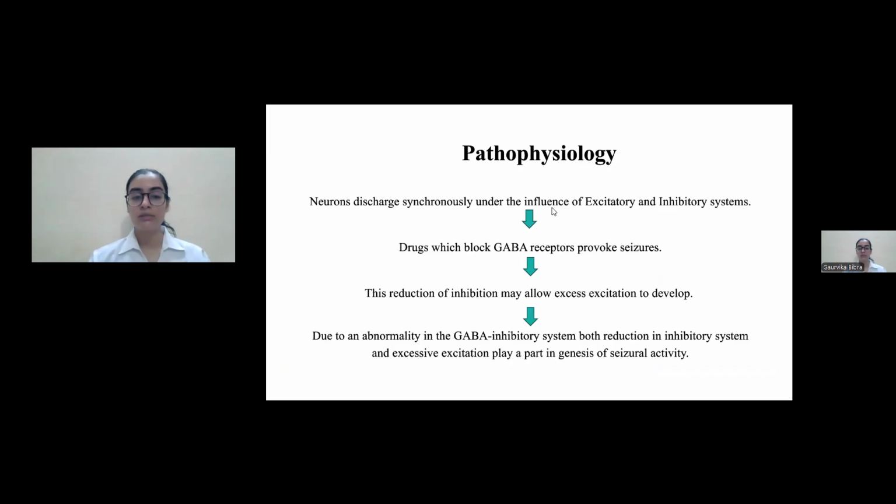Now, the pathophysiology behind epilepsy is that there are neurons which discharge synchronously under the influence of excitatory and inhibitory systems. Drugs which block GABA receptors provoke seizures. Then there would be reduction of inhibition, which may follow excess excitation. Due to this excitation, there is an abnormality in the GABA inhibitory system. Both reduction in the inhibitory system and excessive excitation play a part in the genesis of seizure activity.